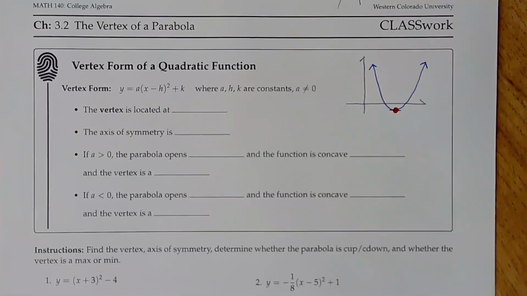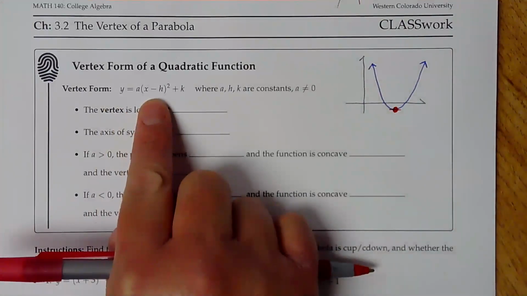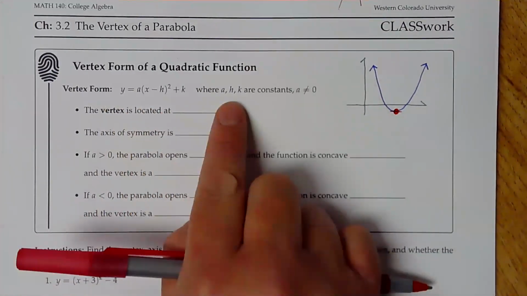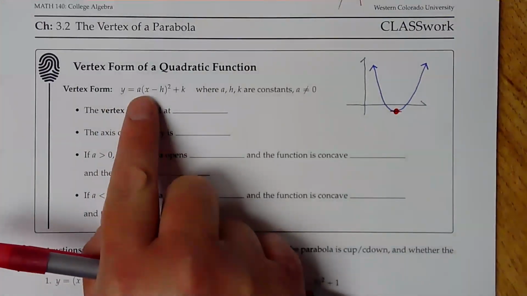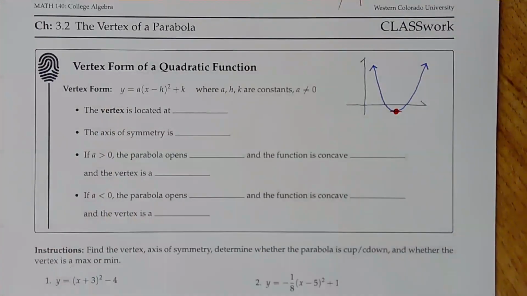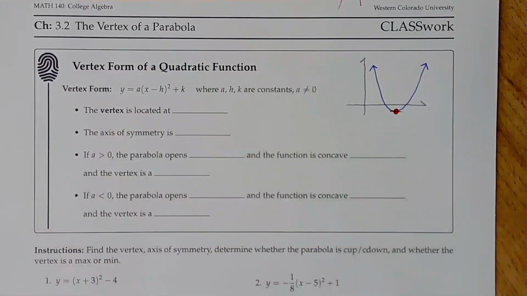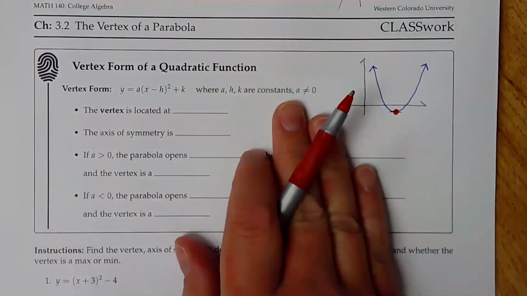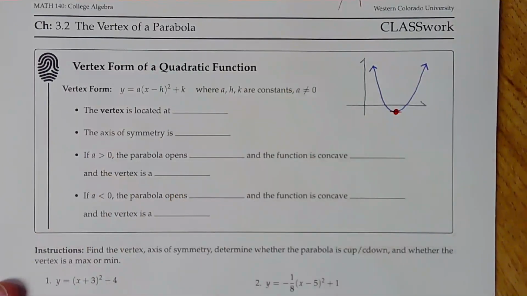So this vertex form is y is equal to a times (x minus h) squared plus k. And a, h, and k are all constants. Okay, but we have the same restriction as before with the other forms. A cannot be 0. The reason for that is if a is 0, then this whole term goes away and we don't have an x squared in here anymore, which we need to get that quadratic piece. So there's good reasons why a can't be 0. H and k can be 0. That's totally fine. And let's take a look at what h and k are doing.